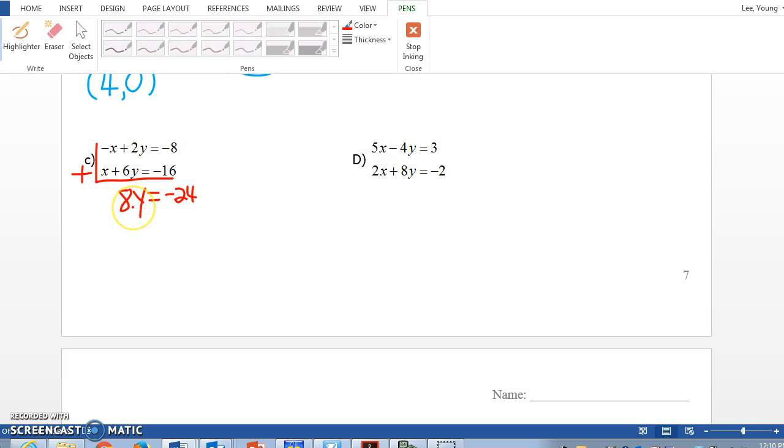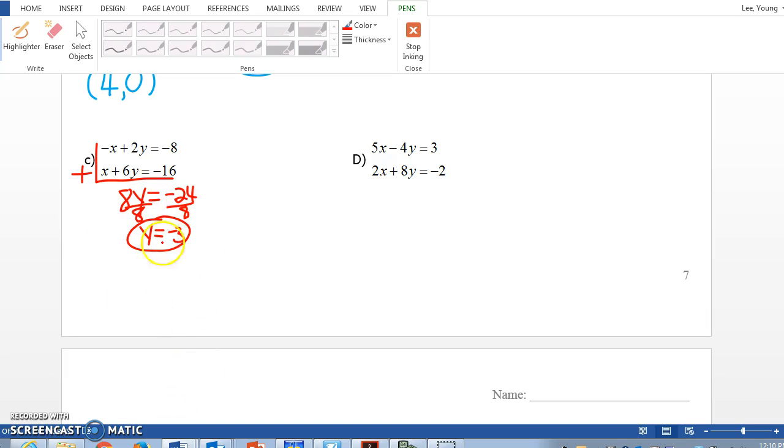Make sure you solve for y. So you divide both sides by 8. y is equal to -3. Does it really matter which variable we get rid of? No, because at the end we're going to find both x and y.